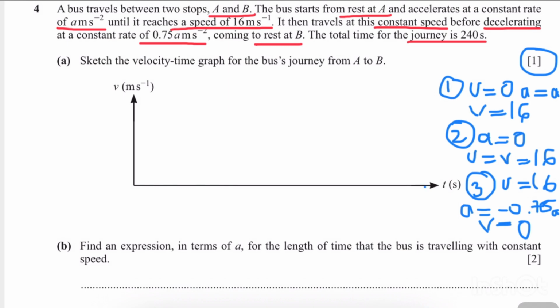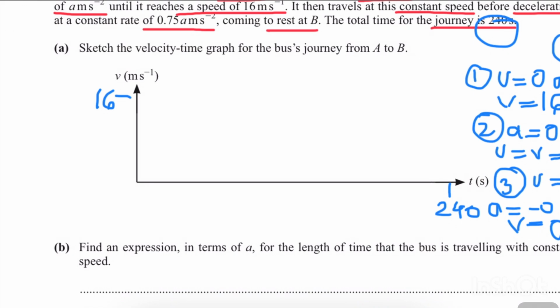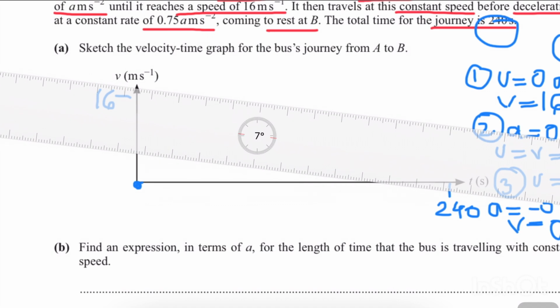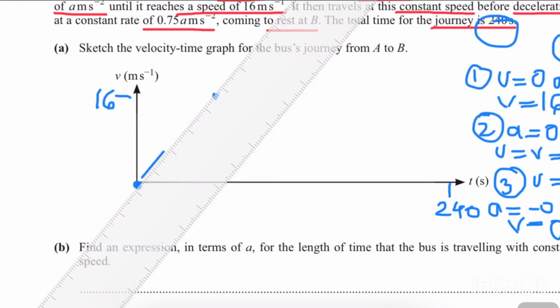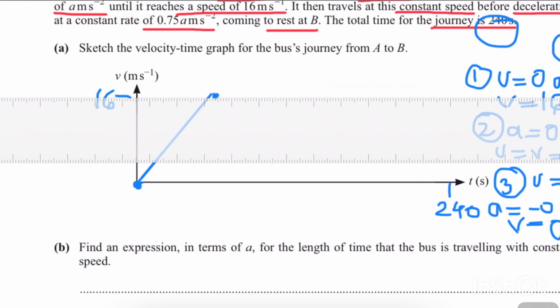So the total time is 240 seconds, so we will write 240 on the x-axis, and the maximum speed that the bus has reached is 16, so we will write it like this, 16. For the first part of the journey, we'll write the initial velocity and mark it as 0, 0. And then at a random mark, we will mark it. Two dots together, so it moves at a constant speed. Then it moves at a constant speed for a specific amount of time. So we will draw a line.